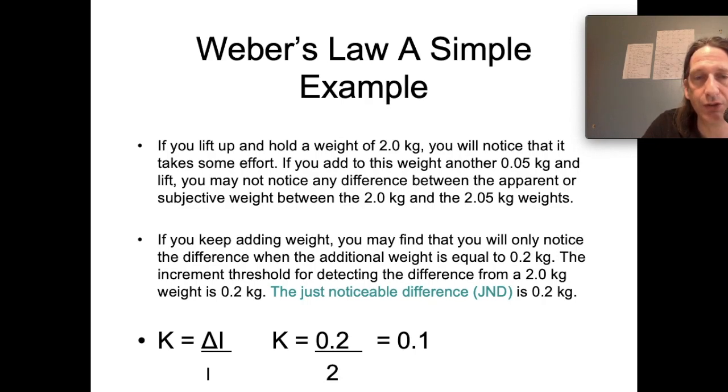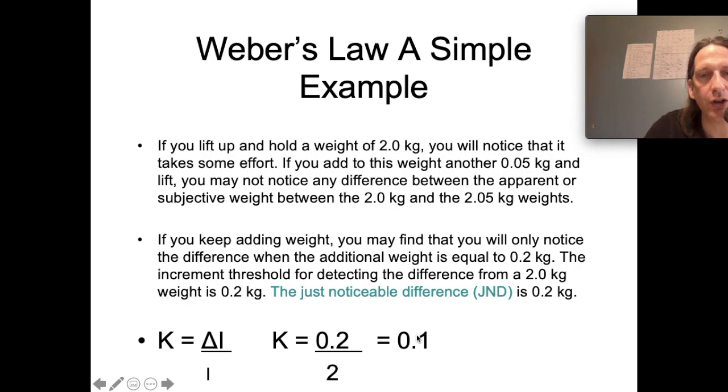Okay, if I start off with a 2 kilogram weight, so now let's look at the equation. I is the stimulus magnitude. Remember, I start off with a 2 kilogram weight. If you see a triangle like this, it means change in. So the change in the stimulus magnitude that I have to have in order to detect a difference is 200 grams. Okay, I started off with a 2 kilogram weight, and I only noticed that it was heavier when I increased the weight by 200 grams. If I divide one by the other, this gives me a constant 0.1.